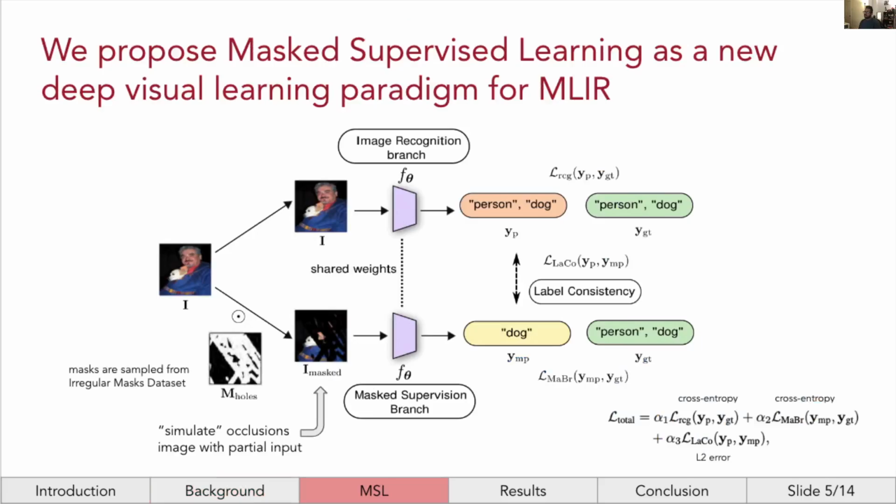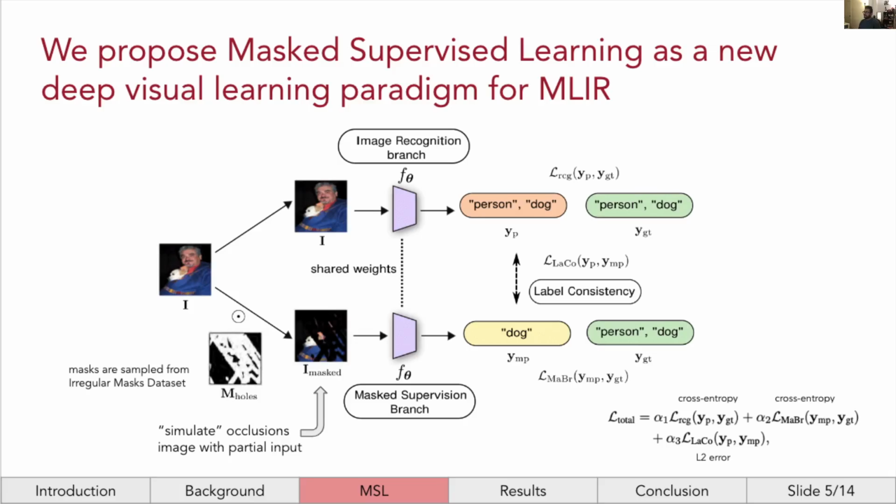To address these issues, we propose masked supervised learning as a new deep visual learning paradigm for multi-label image recognition. This has three main components, which are the image recognition branch, the masked supervision branch, and label consistency. Given an image, we mask the image to simulate occlusions, which can also be thought of as images with partial inputs.